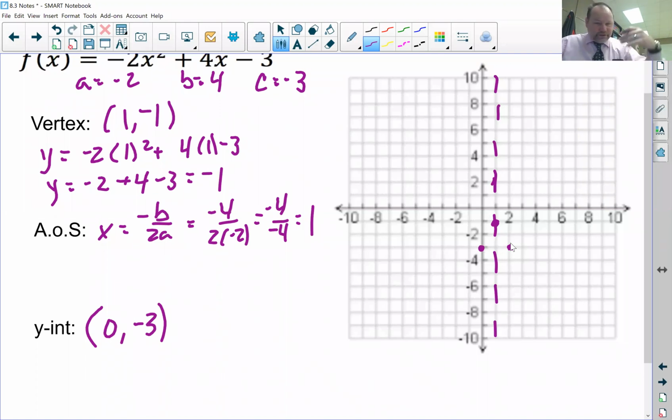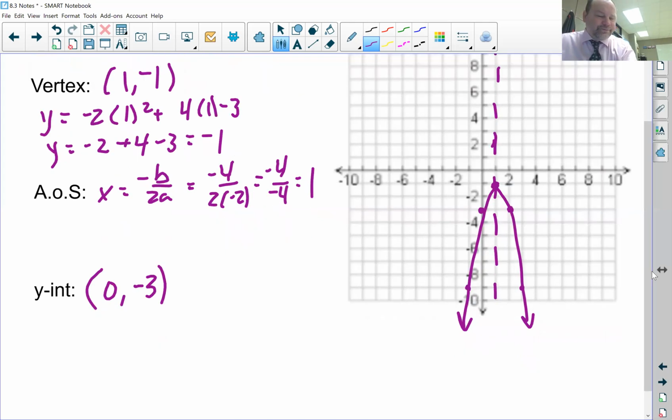And then I can, again, use either a table of values, plug another value in for x, or use the pattern. So it was over 1, down 2, over 1, down 6. 1, 2, 3, 4, 5, 6 would be where that next point would be. And then if I had room, I could go over 1, down 10. I just don't have enough room on my graph for that. And there's my parabola.